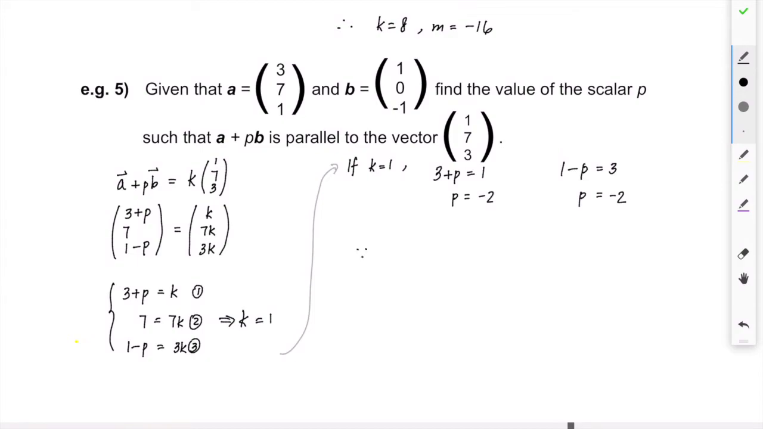Okay, so since the value of p is unique, therefore p must equal to negative 2. Okay, we have to have that consistency.